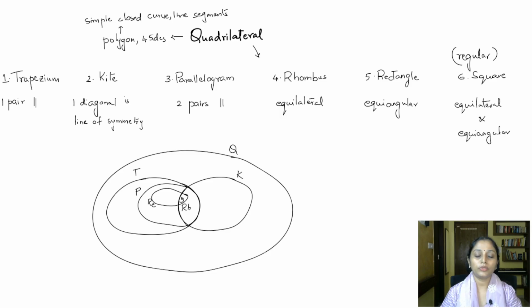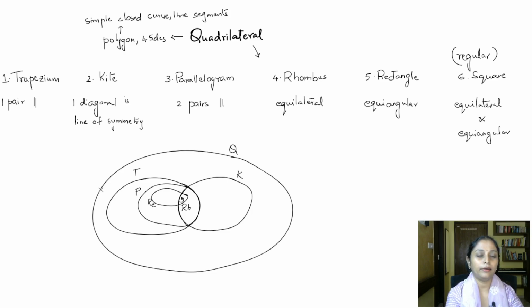Right? So this way, if you can understand this Venn diagram, the questions, most of them even in our exercise 3.3, 3.4, are going to be very simple. Okay. Now coming to the properties of these 6 quadrilaterals, what are the properties that we looked at?